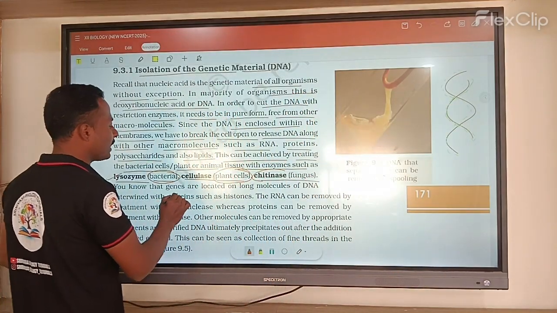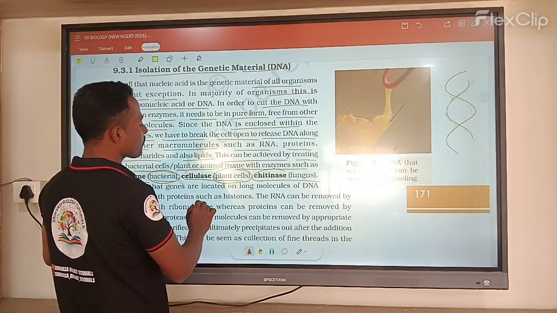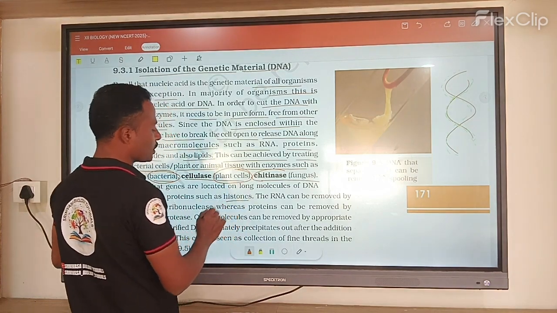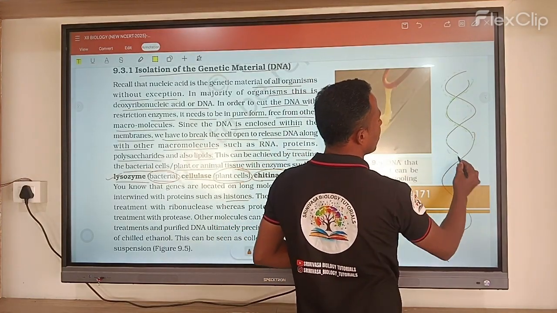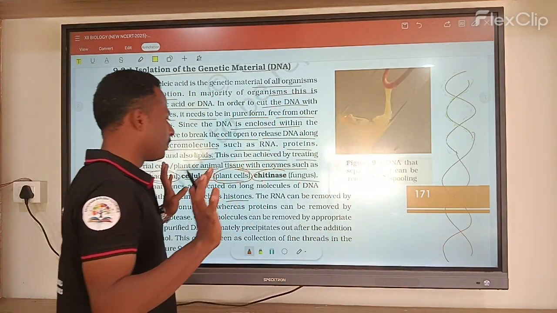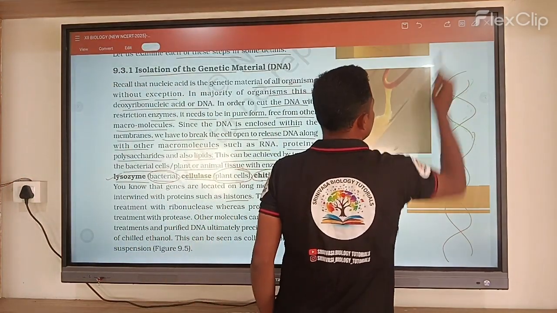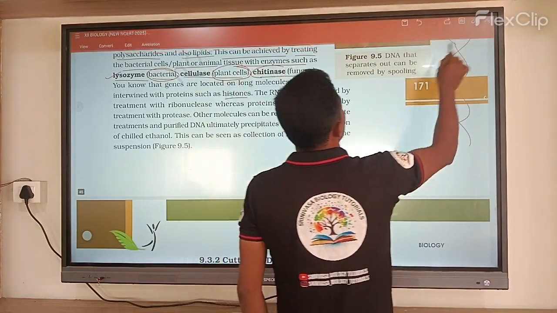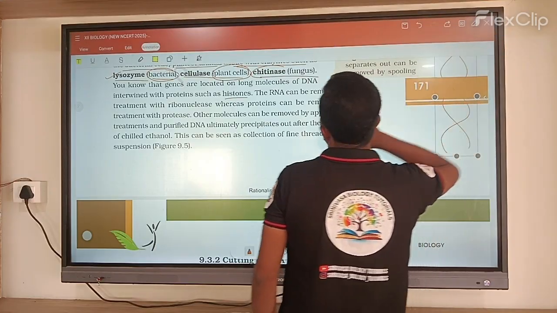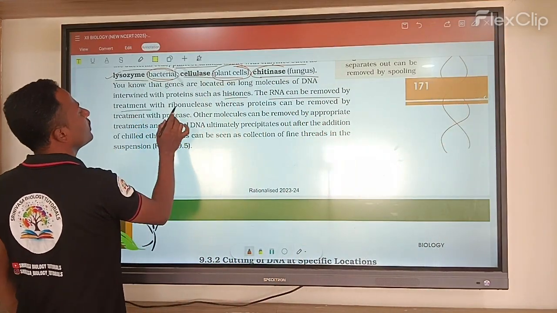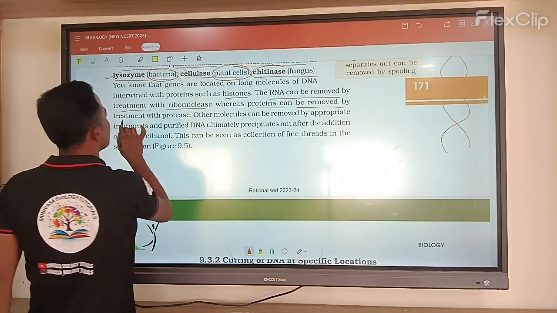Now, the genes are located on a long molecule of DNA, intertwined with proteins such as histones. So when they are completely cleared, finally we get long DNA fragments. They contain a number of histone proteins also. Now, the RNA can be removed by treatment with ribonuclease, and the proteins can be removed by treatment with protease.